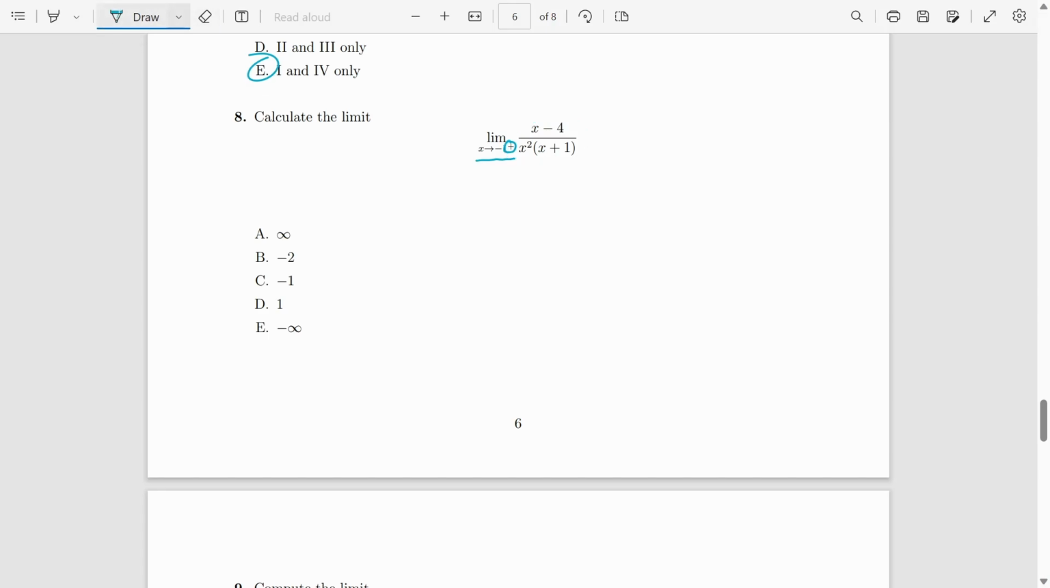So our next step is what I like to do. What I like to do is literally just plug in the limit we're trying to find into the equation. And what we end up getting will determine our next steps. It'll be one of three things. So let's go ahead and do that. Plug in negative 1 on the top. Negative 1 minus 4 is negative 5, all over negative 1 squared is just 1. Negative 1 plus 1 is 0. So this ends up being negative 5 over 0, which is negative infinity.